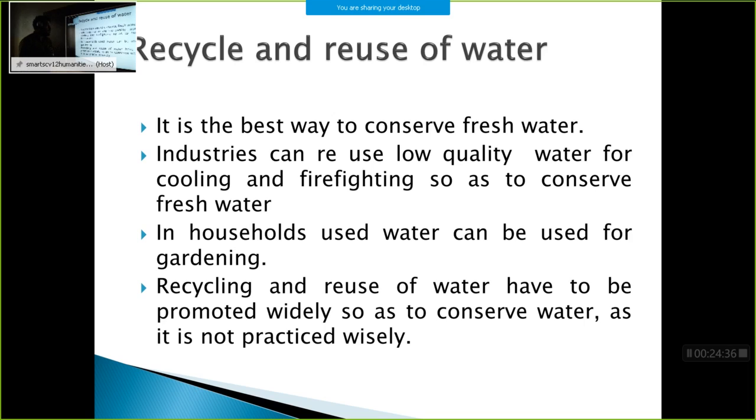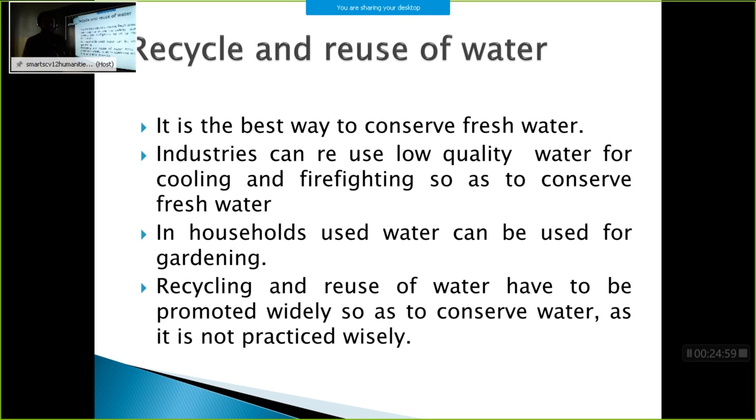In the same way, in households, used water can be used for gardening. Yeah, used water should be used for gardening, but we don't do that, right? In our house also, when we are gardening, we will just connect the hose to the pipe, the tap, and pour that fresh water on our plants, right? On our gardens.